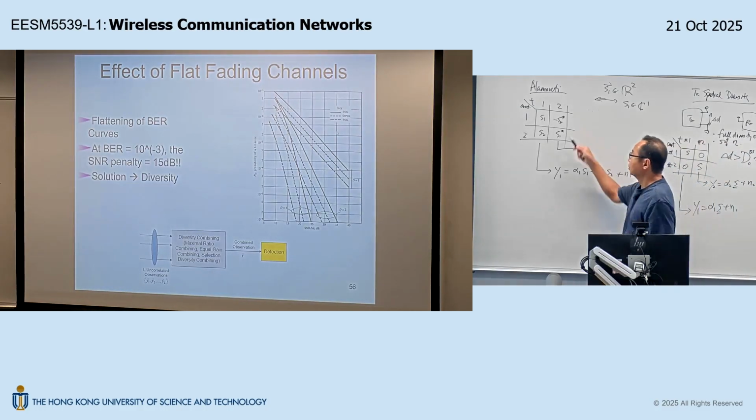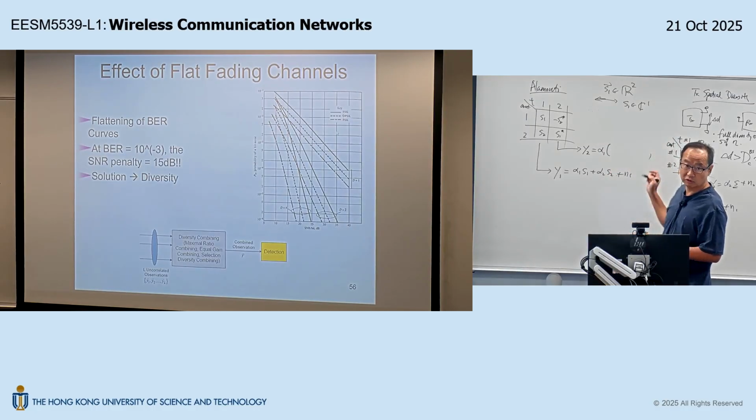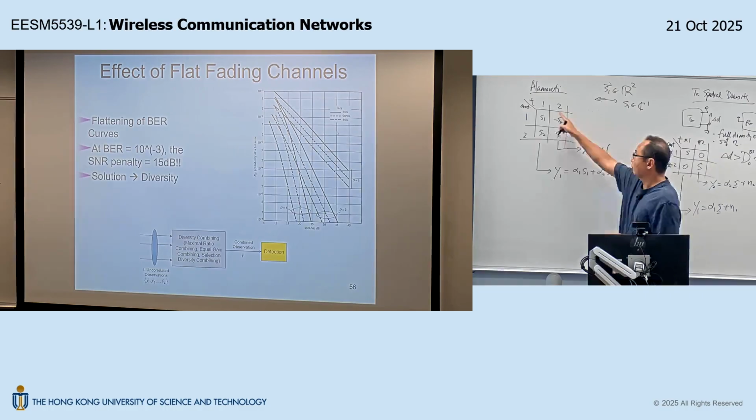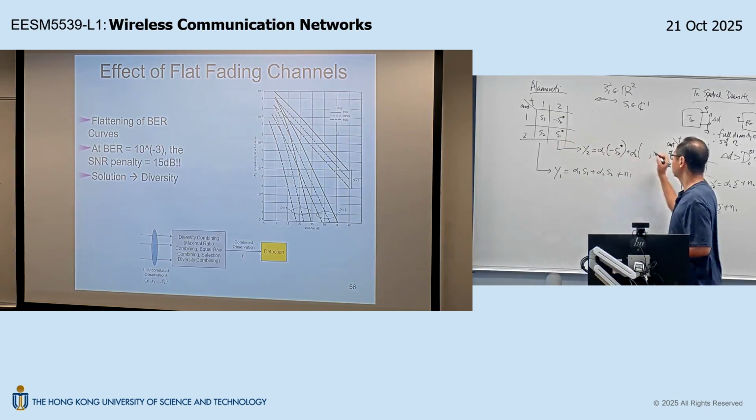Okay? So in the second time slot, they transmit minus S2 conjugate, S1 conjugate. So in this way, you generate a second observation. The second observation is given by alpha 1, the fading coefficient between the first transmit antenna and the receive antenna, multiplied by whatever you transmit here, so it's minus S2 conjugate, plus alpha 2, multiplied with whatever you transmit here, S1 conjugate. Okay?